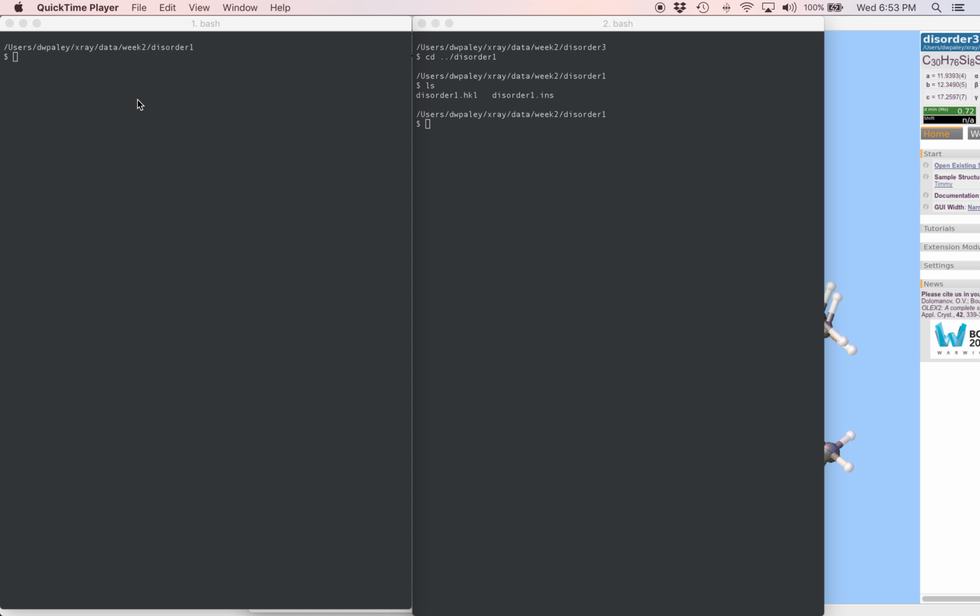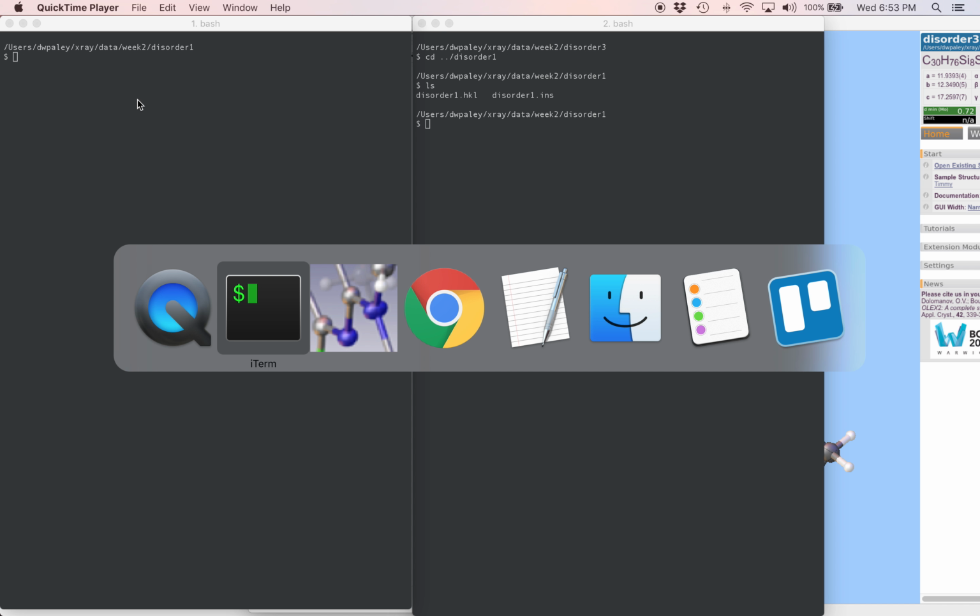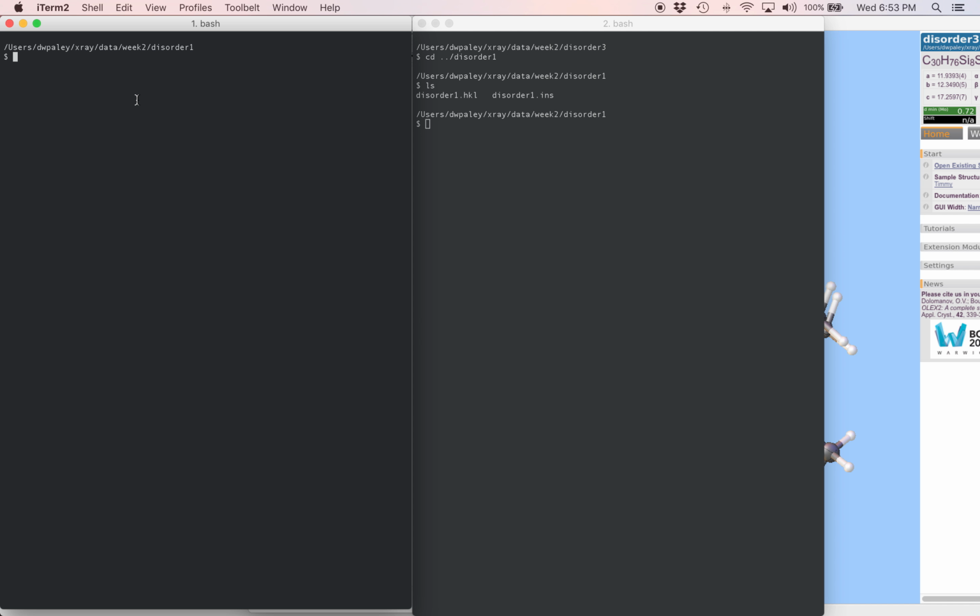Hello, let's work on our first disordered structure. I'm here in my terminal and I've got the directory open with the ints and HKL files in it. So I'm going to get started with shellxt like we did in the last video.